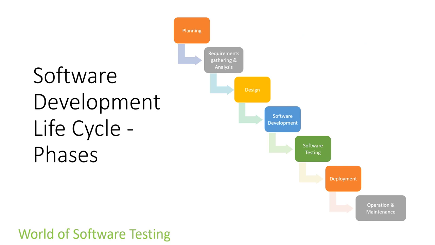There are a total of 7 phases of the SDLC process. The first one is the planning phase. The second phase is requirement gathering and analysis. The third phase is design. The fourth phase is software development, that is the coding part, and then the software testing, deployment, operation and maintenance. So let's discuss all the phases one by one.